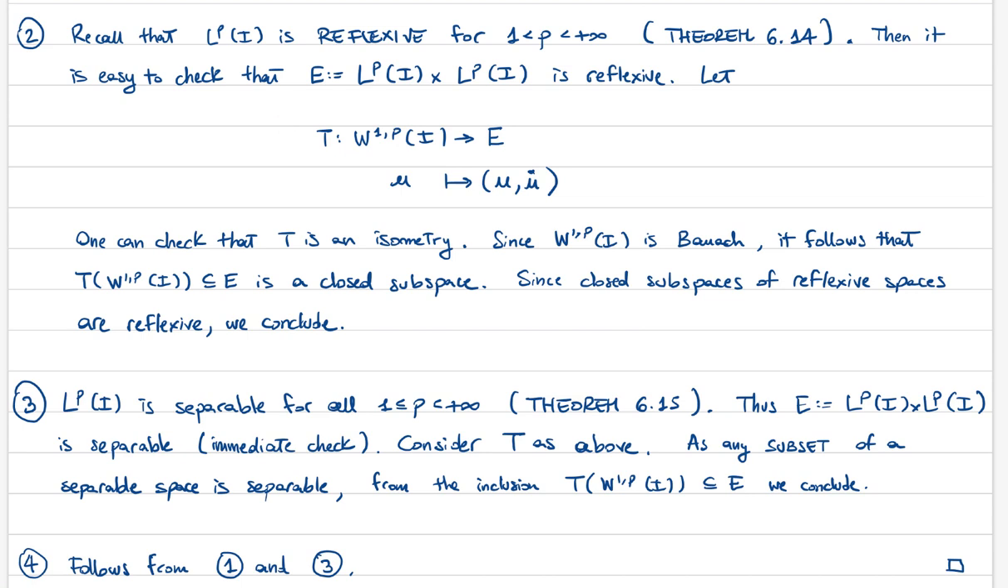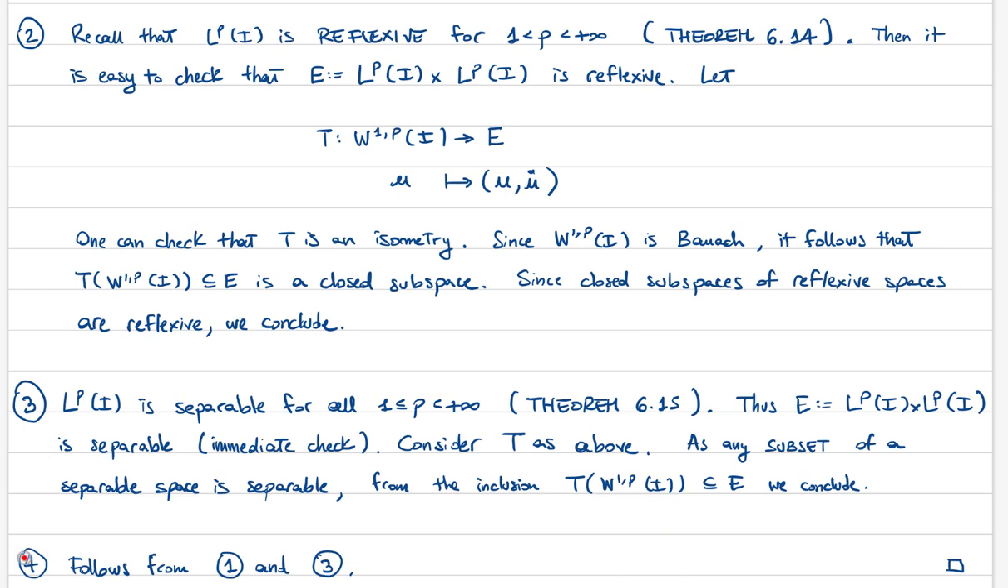Then if we consider the same operator here, and we look at the image of W^{1,p} through T, so this set, which is contained in E, it is a general fact that any subset of a separable space is itself separable. So since E is separable, we conclude that also this image is separable. And since T is an isometry, we also conclude that W^{1,p} is separable.